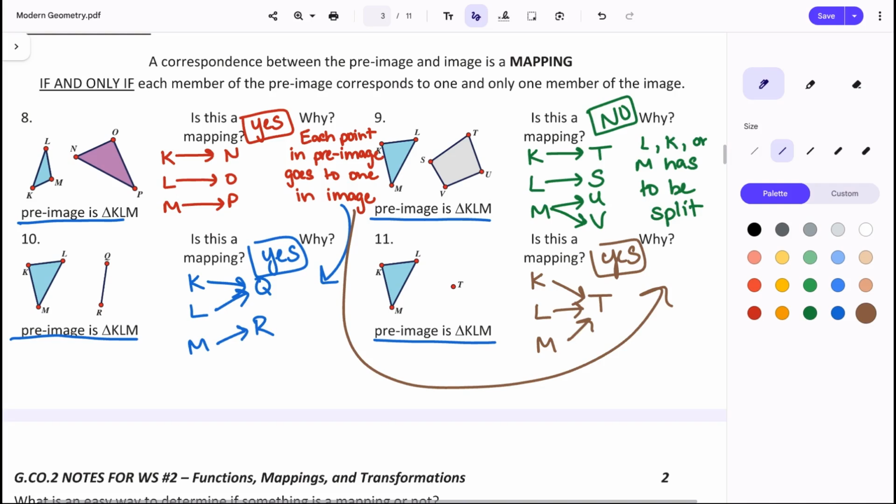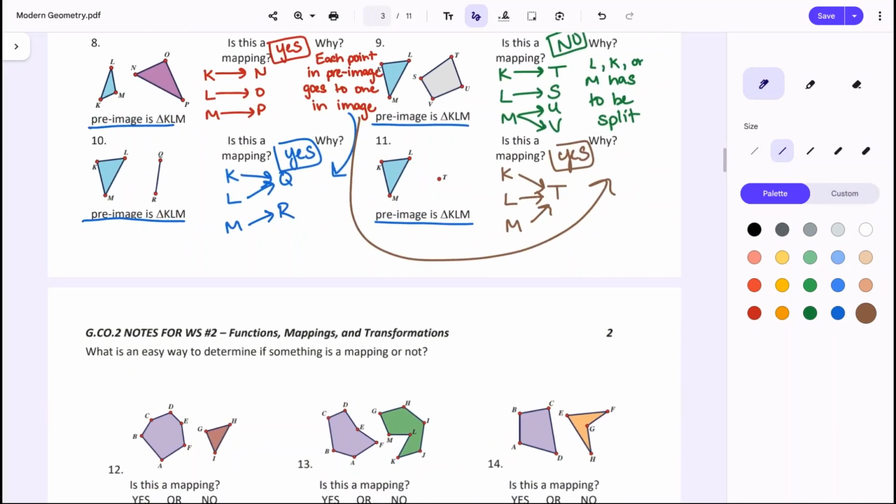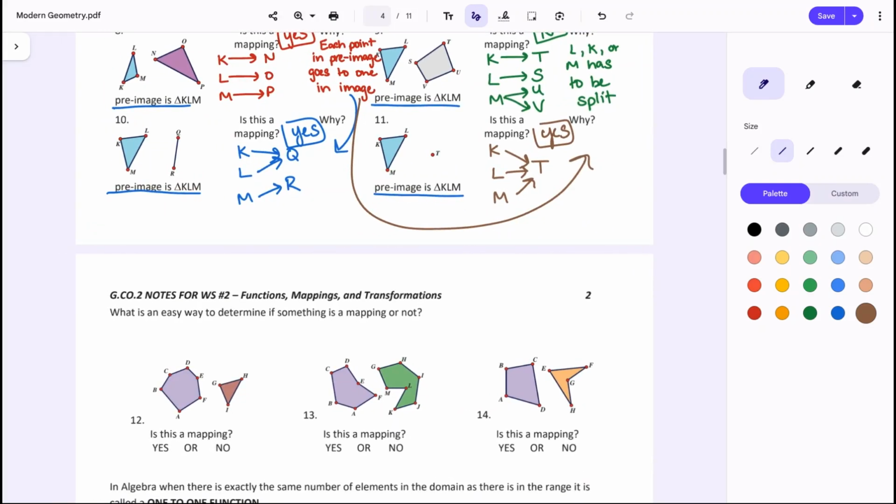Okay, so maybe you guys are looking at this, and I don't necessarily need to see you writing out those letters all the time, but maybe you're starting to understand there's a connection between your pre-image and your image here, and why we said yes on some and no on number 9. So flip the page over, and there's these 3 at the bottom of my screen here, 12, 13, 14. Really quick, I want you to just circle yes or no if you think that it's a mapping.